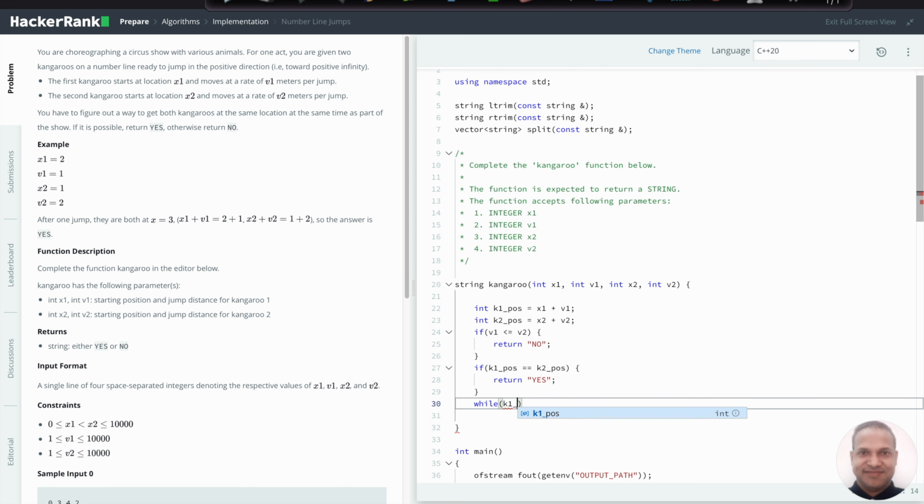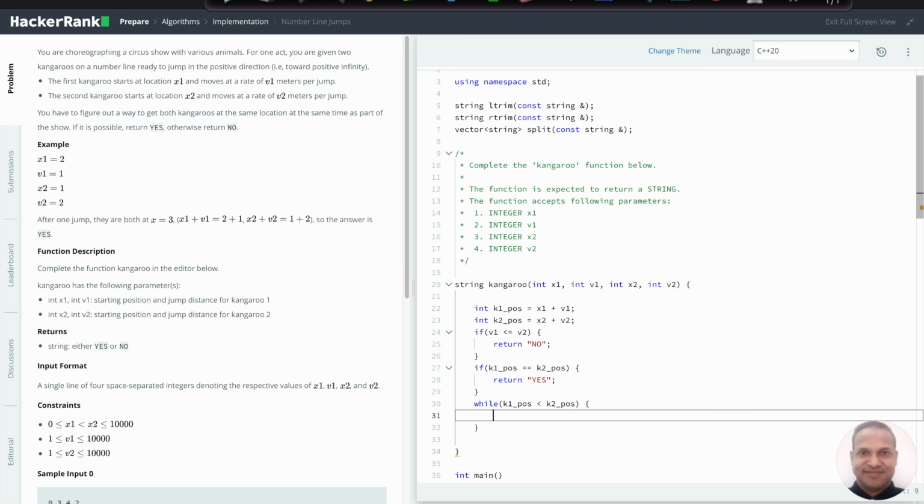The condition will be: while k1 position is less than k2 position, because x1 is less than x2. Kangaroo 1 is standing behind kangaroo 2, and kangaroo 2 is a little bit ahead. So let's do that. Until kangaroo 1 is behind kangaroo 2, we have to continue. We have to do these jumping activities, right? So in the first iteration, what will it do?